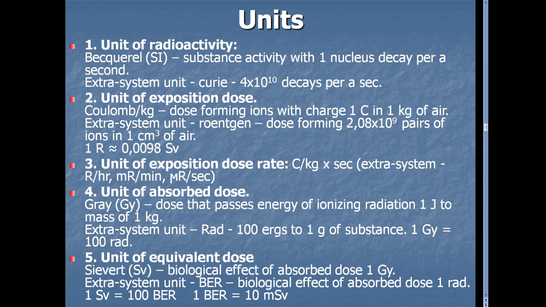For example, you can see on this slide unit of exposition dose rate. It's Röntgen per hour or milliröntgen per minute, microröntgen per second. To ensure radiation safety during normal operation of radiation sources, it is necessary to observe the following basic principles.